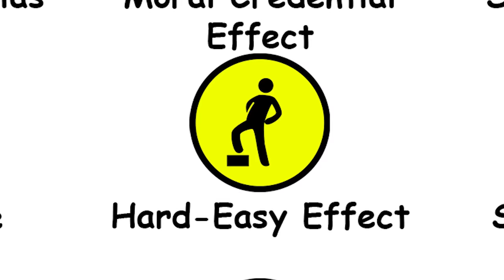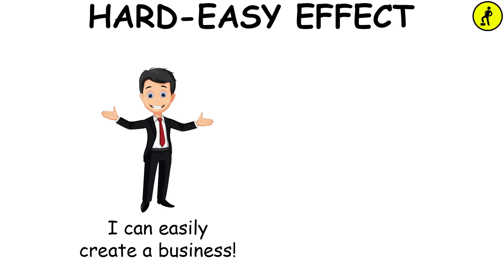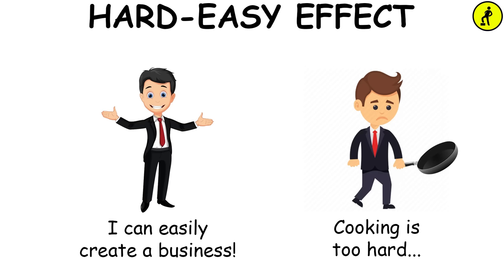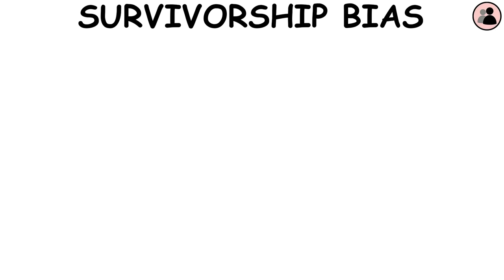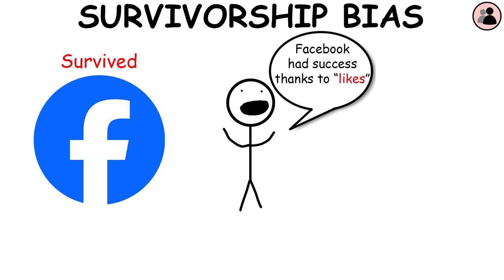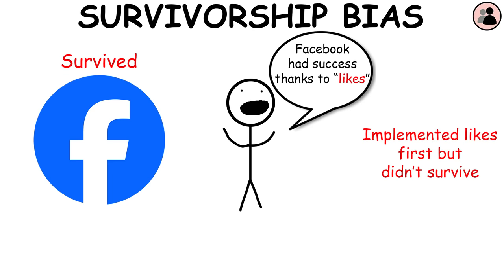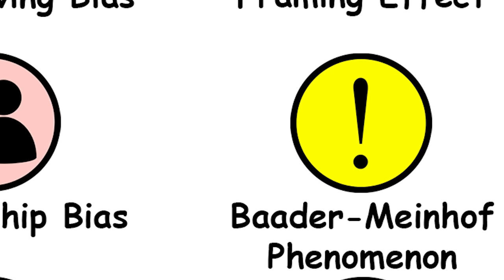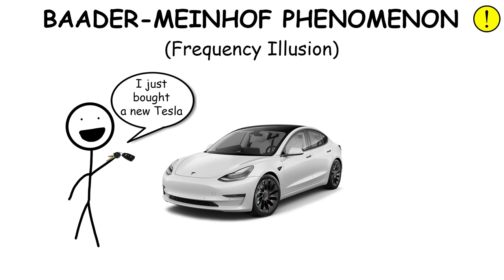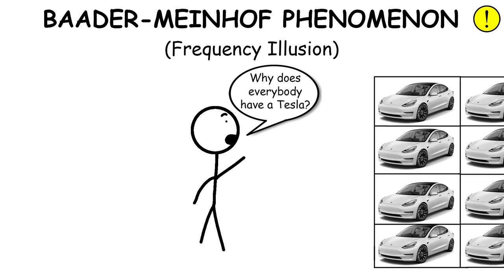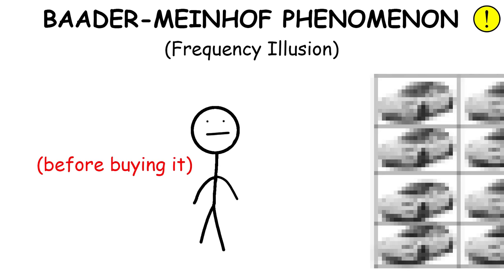Hard easy effect. It's the tendency to overestimate one's ability to accomplish hard tasks and underestimate one's ability to accomplish easy ones. Survivorship bias. Survivorship bias happens when concentrating on the people or things that survived some process and inadvertently overlooking those that did not because of their lack of visibility. Baader-Meinhof phenomenon. The Baader-Meinhof phenomenon, also called frequency illusion, is the illusion where something that has recently come to one's attention suddenly seems to appear with very high frequency shortly afterwards. The reality is that before we placed our attention on that element, we just ignored it.